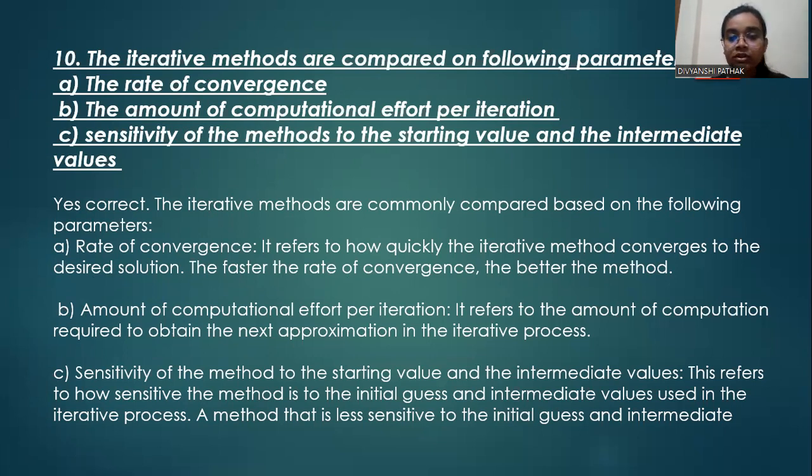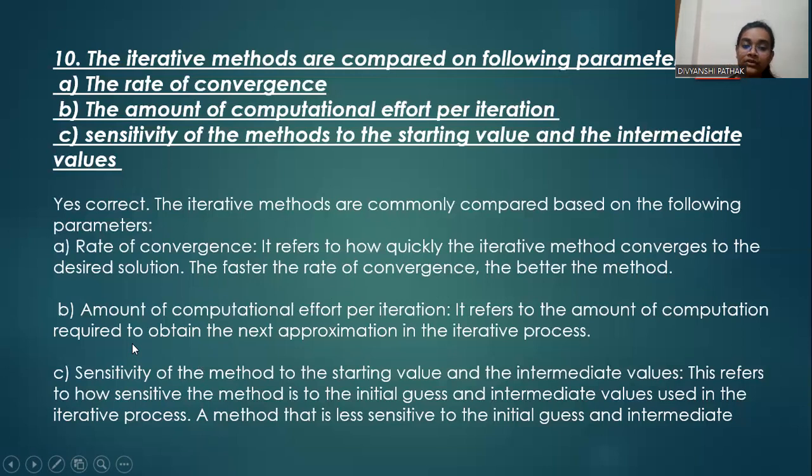Rate of convergence का मतलब होता है कि how quickly we get the answer in the less iterations, like हमें कितना कम आइटरेशन में हमारा आंसर मिलता है, लाइक हमारा आंसर कितनी जल्दी कन्वर्जेंट होता है, लाइक at the final result आता है. So this parameter is used to compare iterative methods. Second is amount of computational effort per iteration. It refers to the amount of computation required to obtain the next approximation in the iterative process.